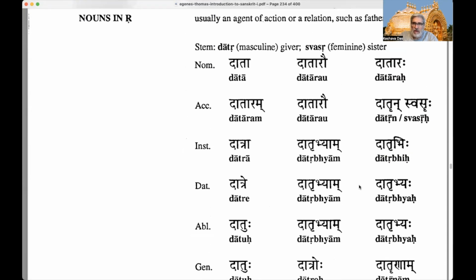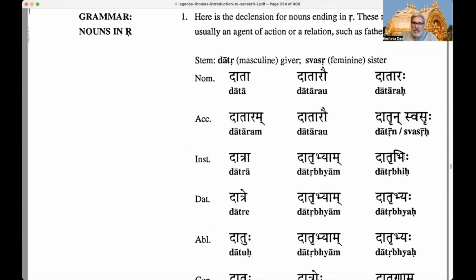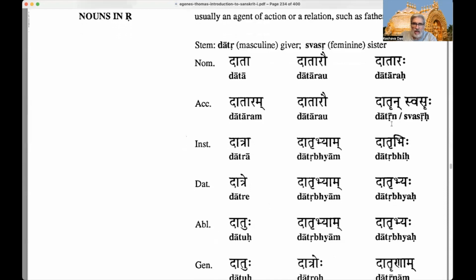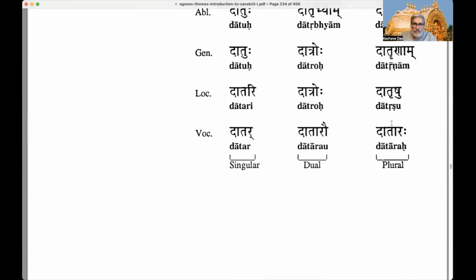And the same thing for swasri, except in the accusative plural, we have swasrihi. So you've got a visarga here instead of an ending. So that's a little bit different.